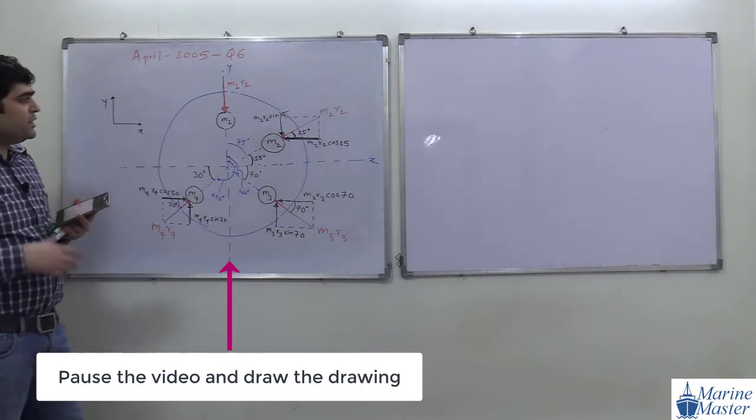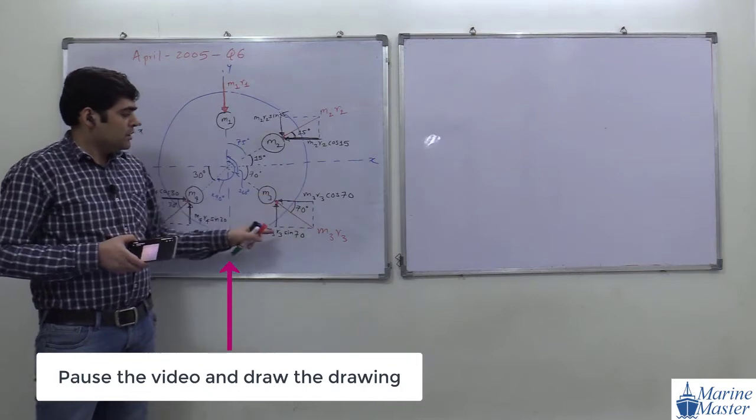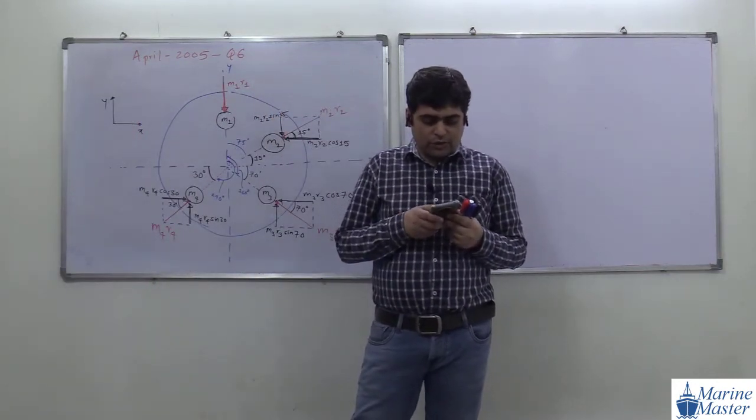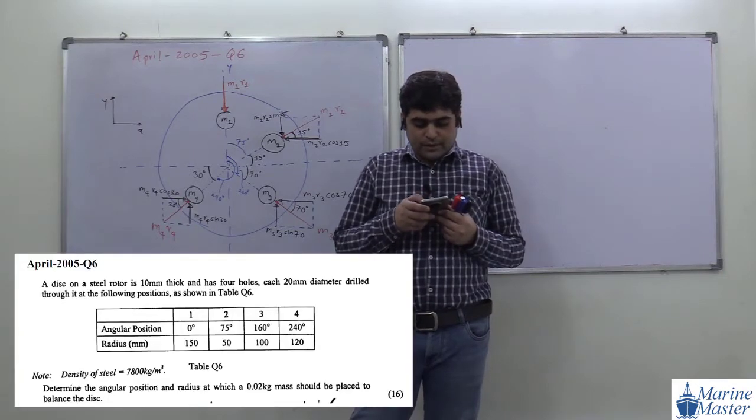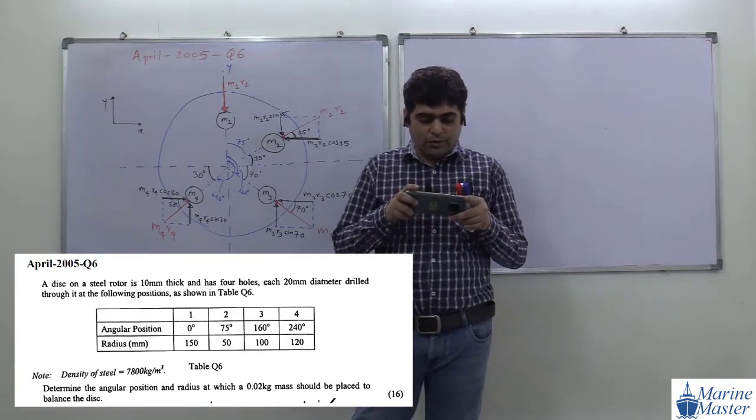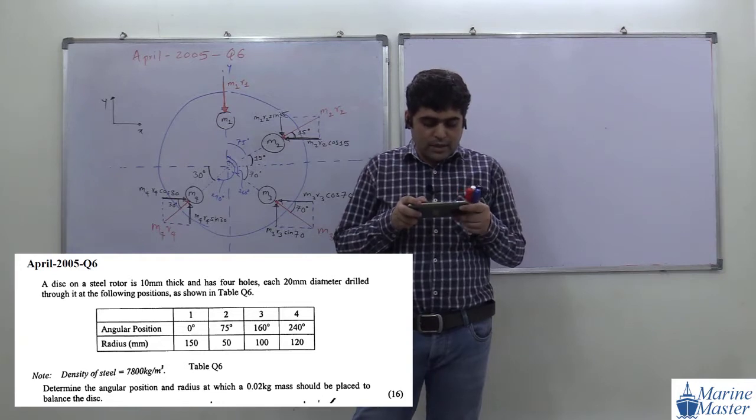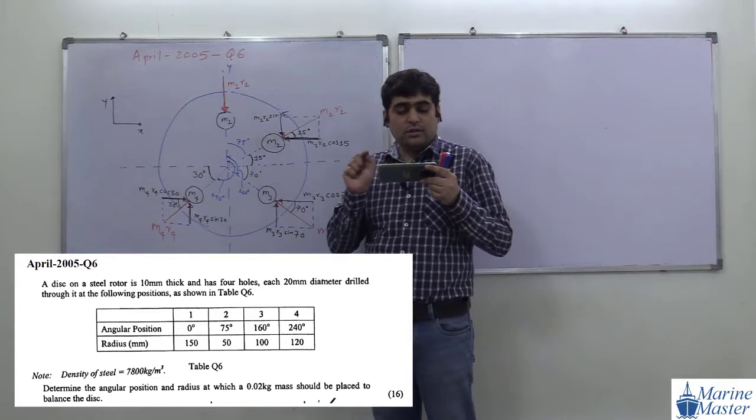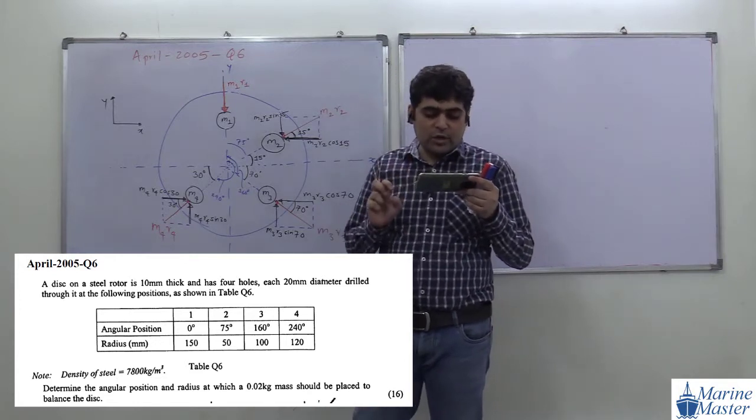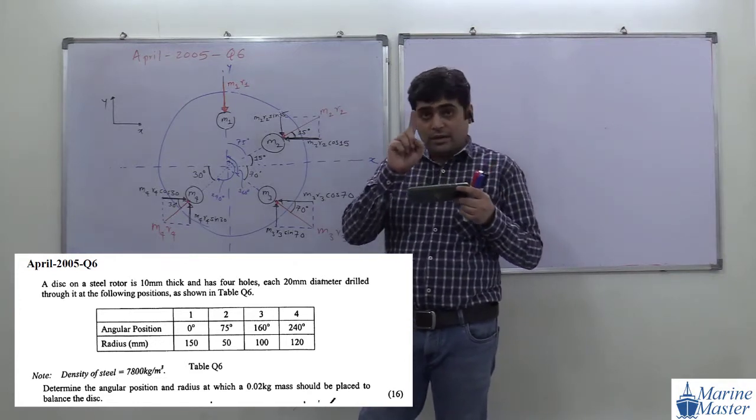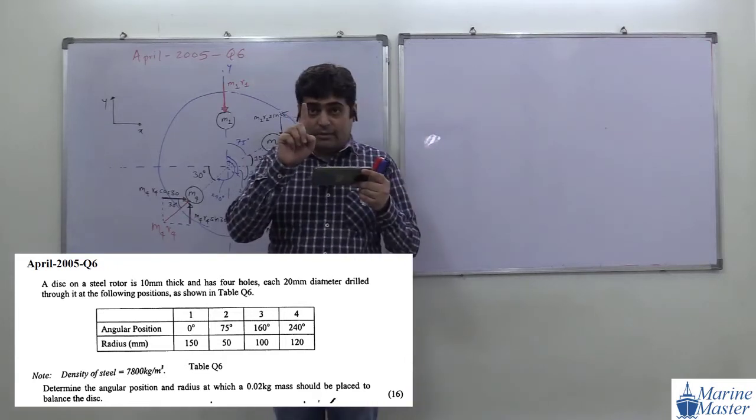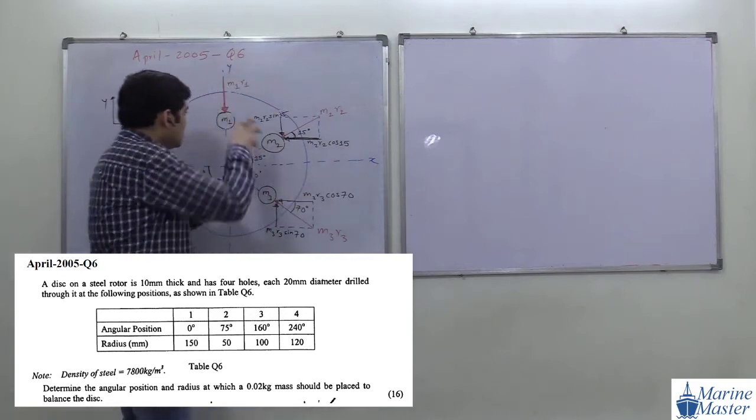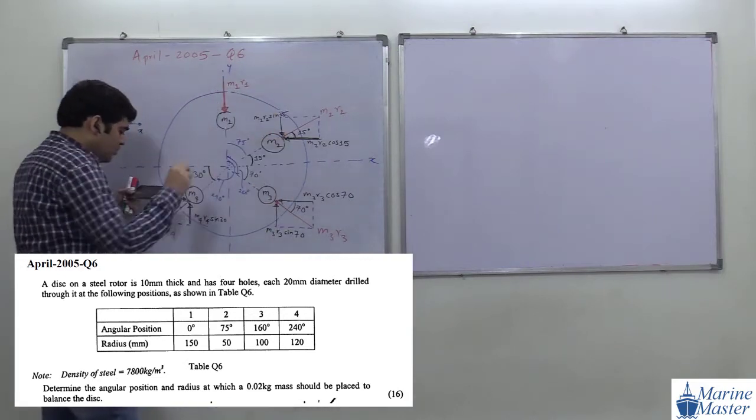While taking components, you have to form a rectangle also. Now guys, see the scenario. Try to see what the question wants to say. I am going to read the question for you. A disc on a steel rotor. We have one disc on a steel rotor, and the thickness of the disc is 10 mm. And disc has 4 holes. This is first hole, second hole, third hole and fourth hole.